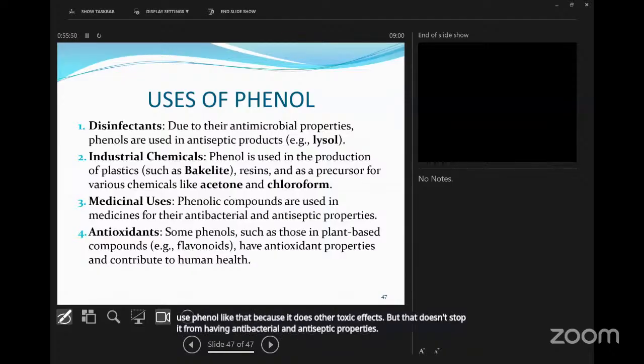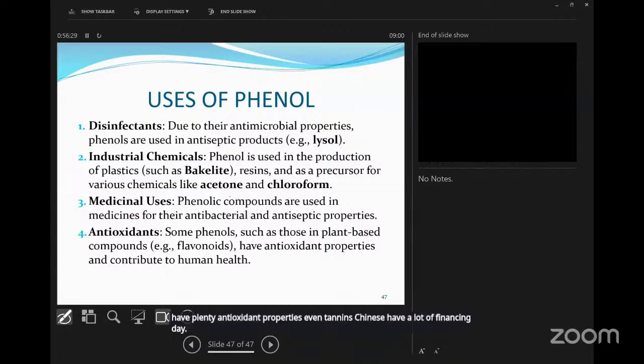Then they can also be used as antioxidants, especially when we talk about phenolic compounds, not phenol as in phenol itself. That means we are talking about substituted phenols. Some substituted phenols are safe to use, and those are the ones I'm talking about, not phenol as it is. So some substituted phenols or derivatives of phenols are actually plant-based. Examples are the carotenoids, flavonoids. They have plenty of antioxidant properties. Even tannins. Tannins have a lot of phenols in them.